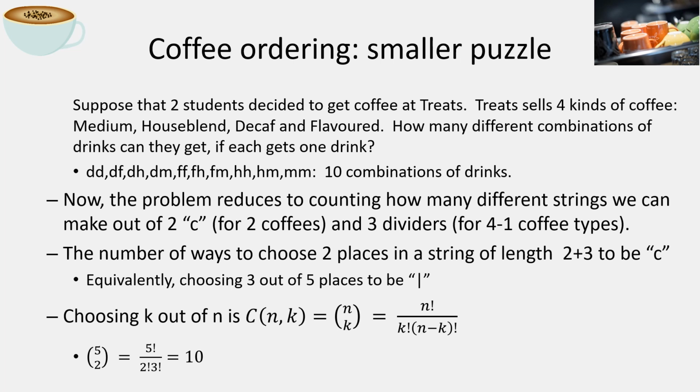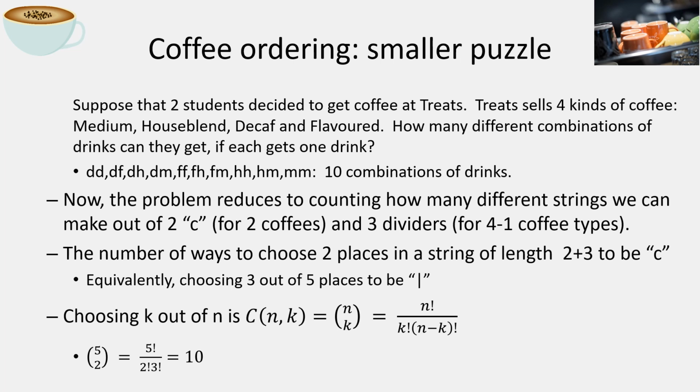All we need to do now is to say how many ways there are to select 2 places in a string of length 5. But wait a moment, we already know how to do this, because it's just choosing 2 options out of 5. That's our combination formula, n choose k. So in this case, we have 5 possible places, 3 plus 2 is equal to 5, and we are choosing two of them to put the coffee symbol. It's 5 factorial divided by 2 factorial times 3 factorial, and we get 10.